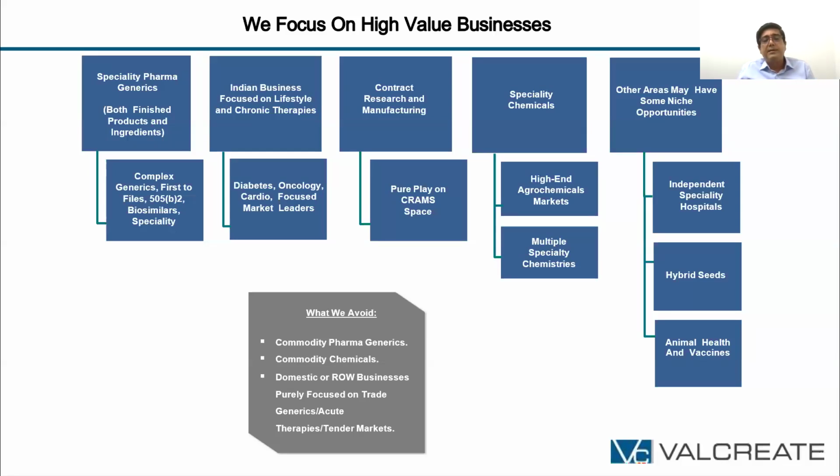But what we don't focus on is commodity generics, which are like many players in the market, and these are very readily available. There's a lot of supply. Commodity chemicals, same thing. Domestic businesses, which are very volatile, for example, anti-infectives, which are dependent on seasonal businesses, or trade generics. You have something called trade generics in India, which is not branded, and where you sell through government stores, price them much lower. Even there, the margins are very, very low. And there are some tender markets, like in Africa, where the pricing is very low. They are typically for malaria, AIDS, and all, but you don't make that kind of return in these markets.